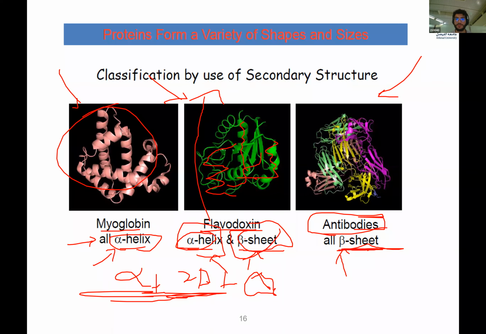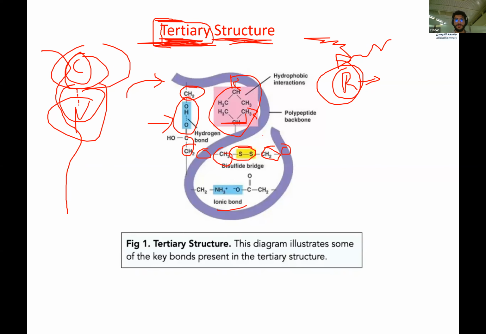You don't have to know the specific structure. You just know the example. Just remember myoglobin, all alpha helix; flavodoxin, alpha and beta; antibodies are all beta. Just remember these specific examples, because I think they will bring them in the questions as well. So I would just remember them. I think that's it there.